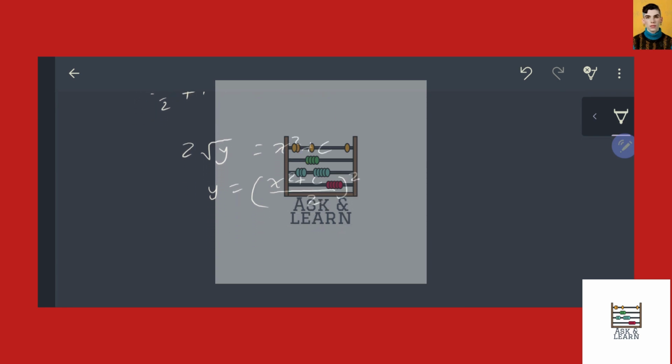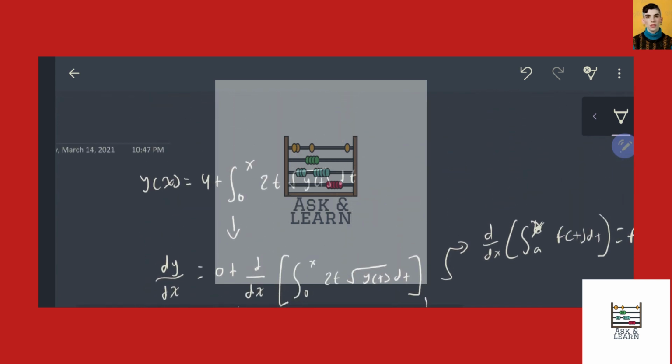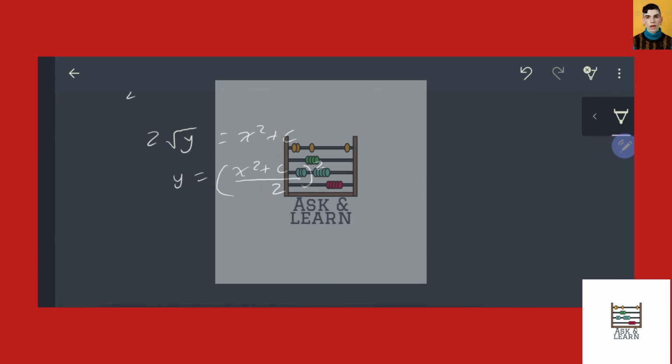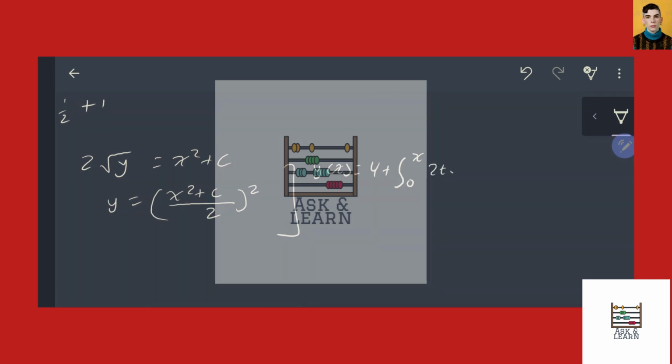Now we can substitute x equals 0 into our initial function, because we need to find this c. Let me rewrite our original function real quick: y of x equals 4 plus the integral from 0 to x of 2t times the square root of y of t dt. If we plug in x equals 0, then you get 4 plus the integral from 0 to 0, and that's really key, of 2t times the square root of y of t dt. If you remember the rule of integration, going from 0 to 0, the integral will just be 0. So y of 0 will just be equal to 4.